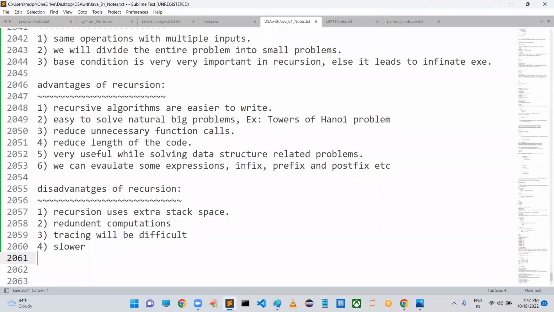Sometimes it runs out of memory also, sir. We have seen several times we get a stack overflow error, or not? Yes, because my system has given some kind of space for the stack to hold these entries. Sir, if that space gets exceeded, what will happen? We are going to get an out of memory error. This is one more disadvantage that we have.